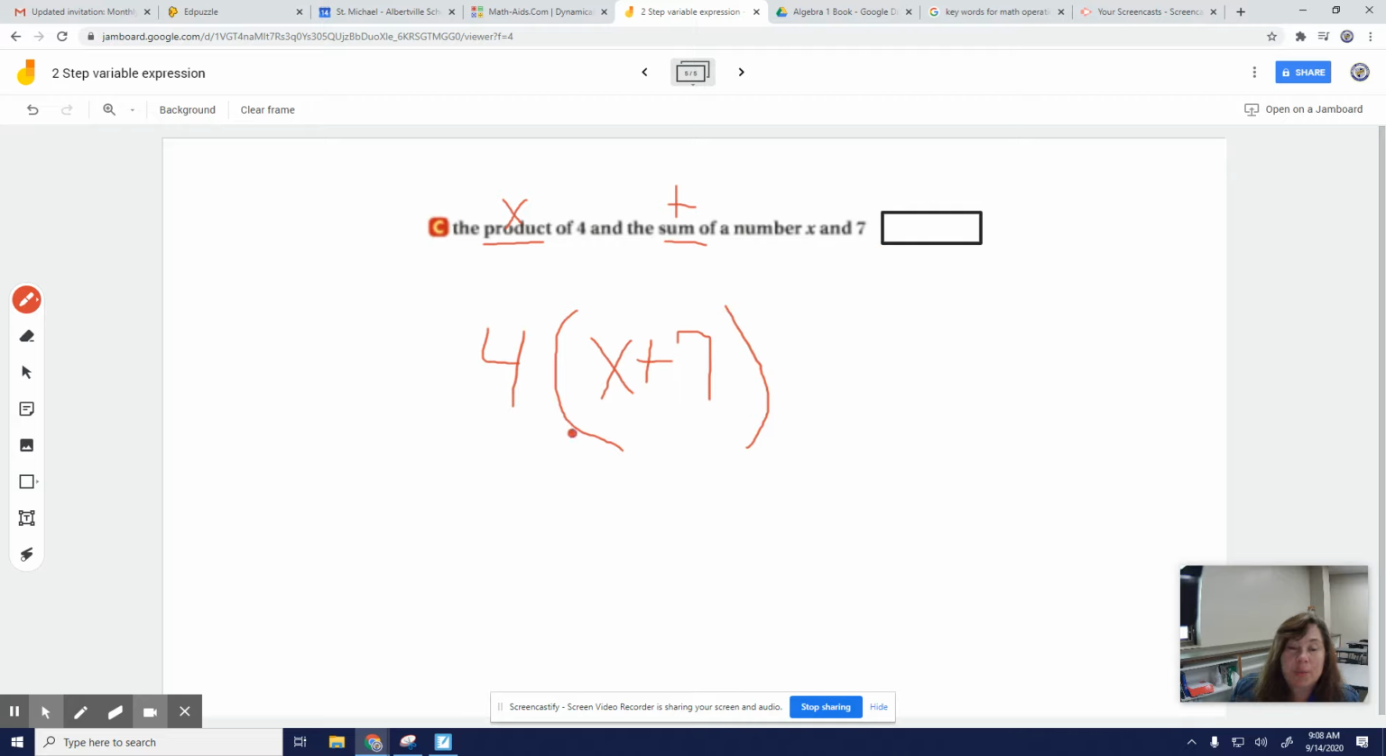So make sure to use parentheses around the sum of the number and 7. Because that's something you're going to have to do when you're solving. You would have to figure out the value of x plus 7 before you multiply it by 4. So let's just double check. And we will look. We got it right on.